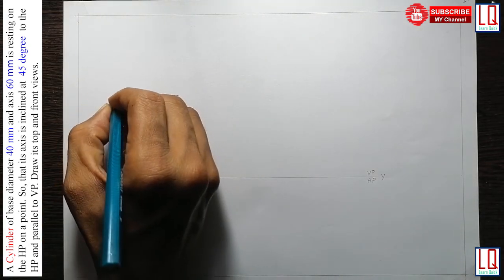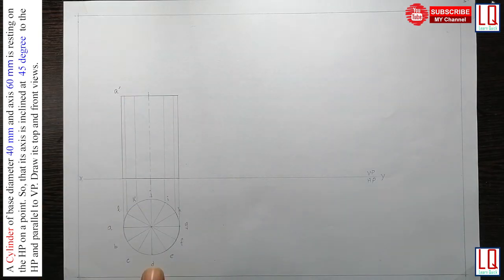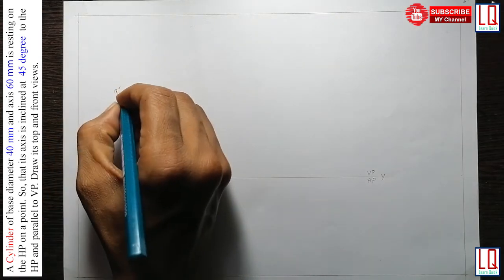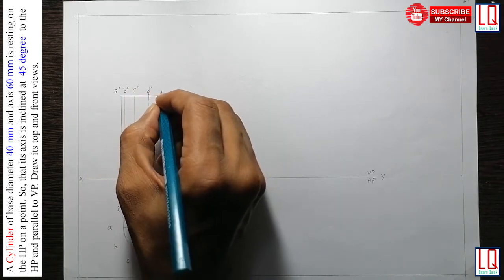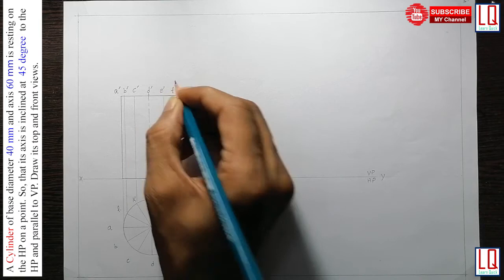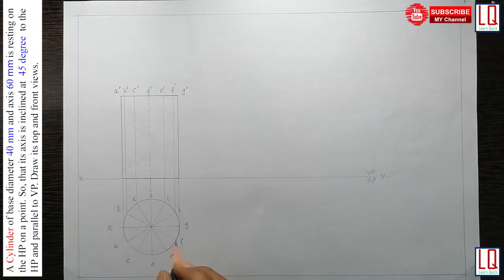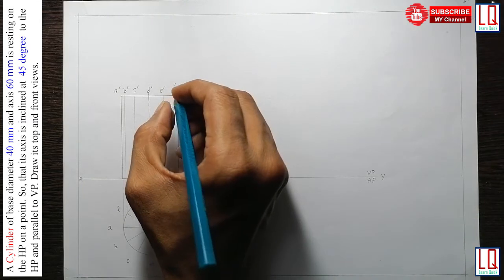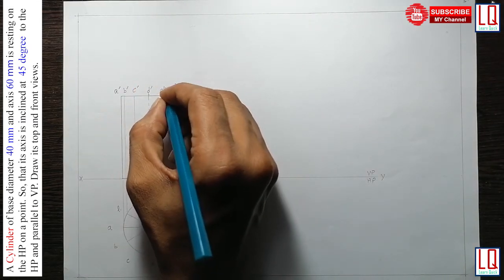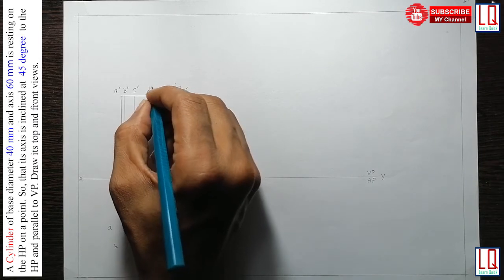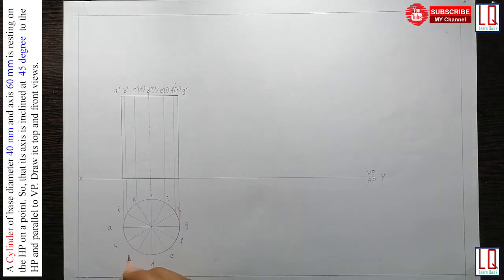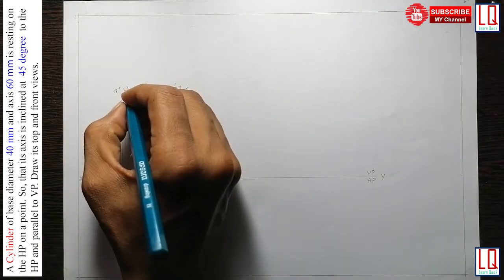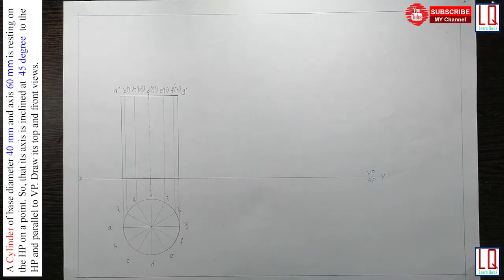So here I name A dash. Since I see from the front view, A is visible, it is A dash. B is also visible, so it is B dash. C dash, D dash, E dash, F dash, G dash, and H is behind F, so F dash bracket H dash, E dash bracket I dash, D dash bracket J dash, C dash bracket K dash, L is exactly behind B, so B dash bracket L dash.